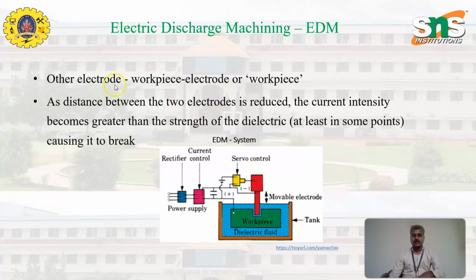This is the schematic diagram of the EDM, where this is the workpiece, which floats in the dielectric fluid. This movable electrode moves vertically to and fro, with a servo control motor fixed to it. The electrode removes the workpiece material by producing sparks. This is the tank used for filling the dielectric fluid.